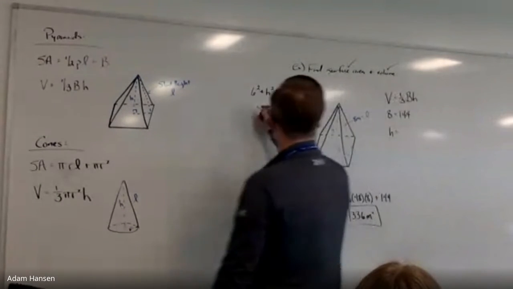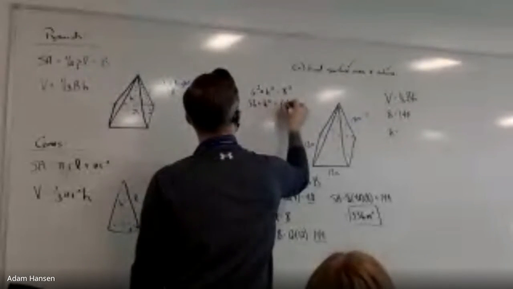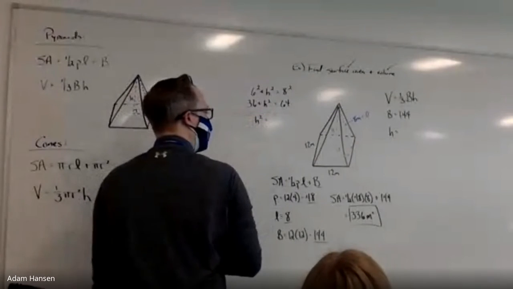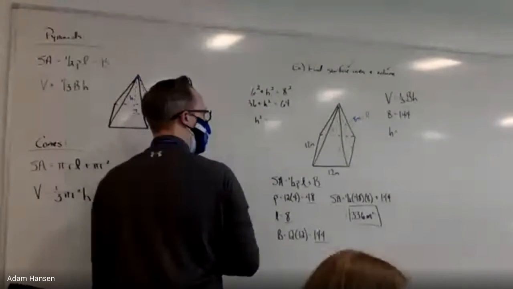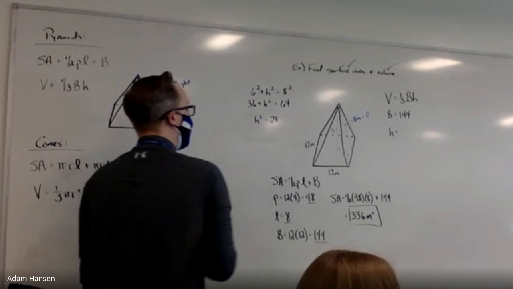6 squared would be 36. 8 squared is 64. Subtract 36 from both sides. What is that? 64 minus 36? 28. And solve by square roots.